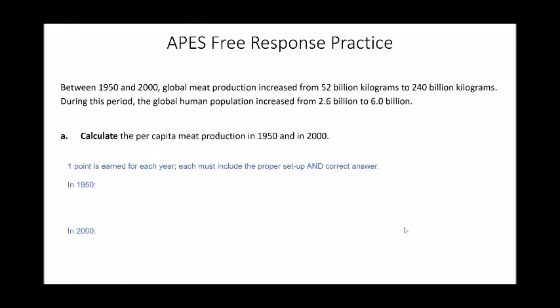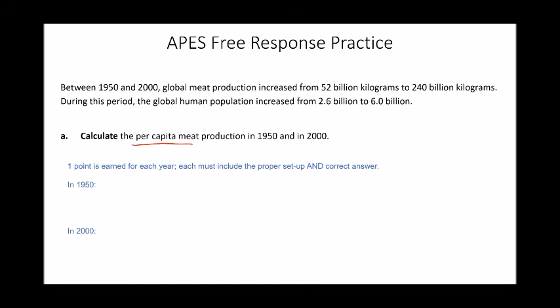So we need to calculate the per capita meat production in 1950 and in 2000. This word is something you will see later on in the course when you talk about human population, but what it really just means is per person. So how much meat per person was being produced in 1950 and in 2000? They are going to give us 1 point for each year, and we have to include both our proper setup and the correct answer.